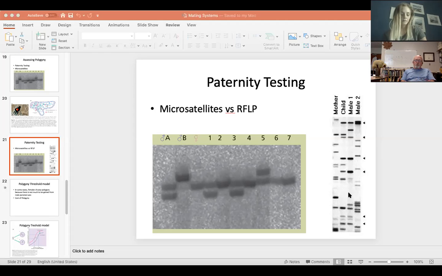You can do this in humans, you can do this in mongoose. It doesn't matter. Everybody's DNA is the same from this perspective. Other questions about paternity testing?